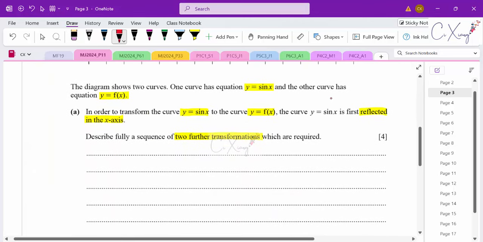So maybe I can write it out first. The first one is a stretch in the direction parallel to the y-axis, with a stretch factor of 3.